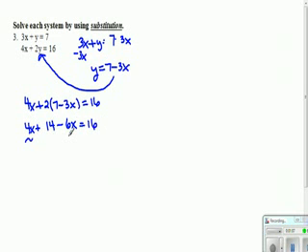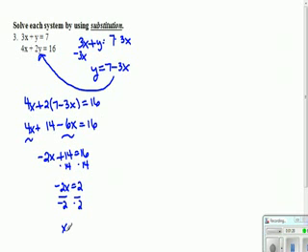Then I've got like terms, 4x and a negative 6x combine to become a negative 2x plus 14 equals 16. Subtract 14 on each side in order to get the x by itself. So I end up with negative 2x equals 2. Divide each side by negative 2. And I know x is equal to negative 1.